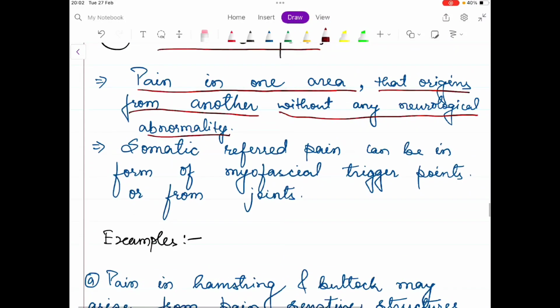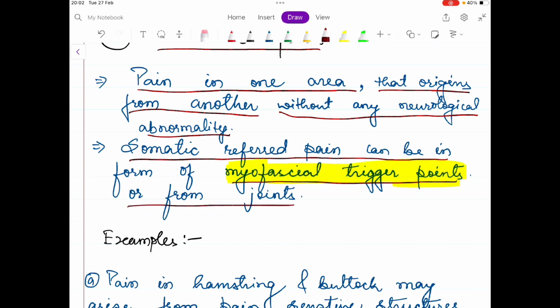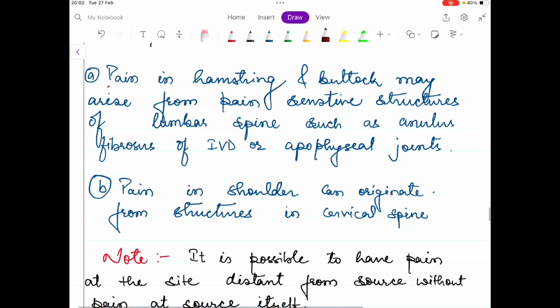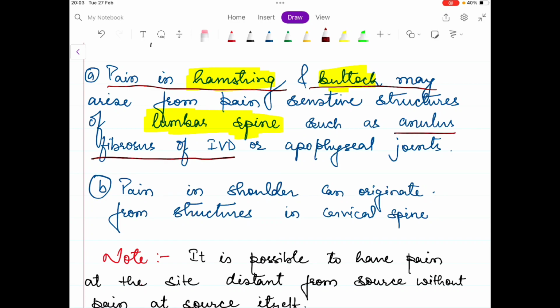Next point. Somatic referred pain can be in the form of myofascial trigger points, very, very important, or it could be from joints also. For example, pain in the hamstring and buttocks may arise from pain sensitive structures of the lumbar spine. So pain is arising from the lumbar spine, but it is felt in the area of the hamstring and buttocks. For example, in cases of annulus fibrosus of the IVD or apophyseal joints. So these are the examples.